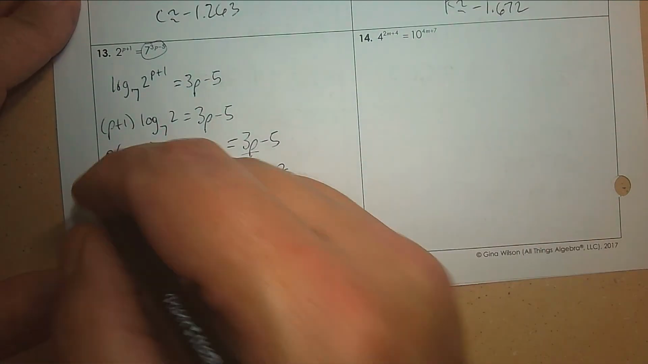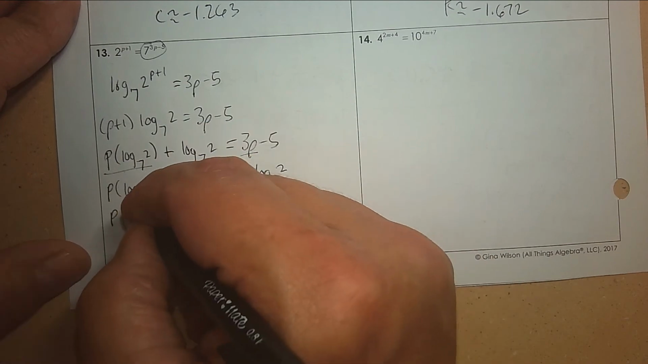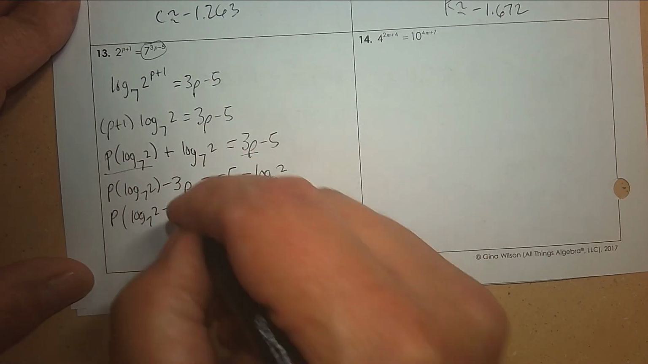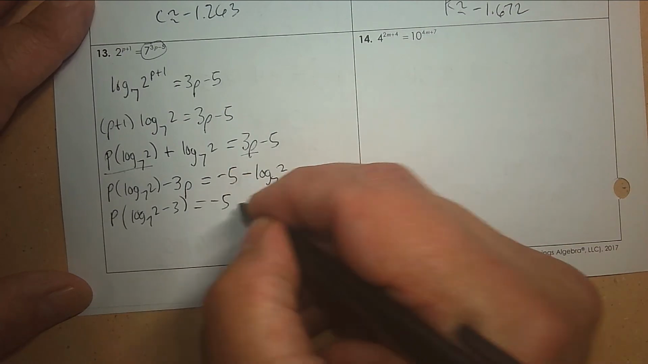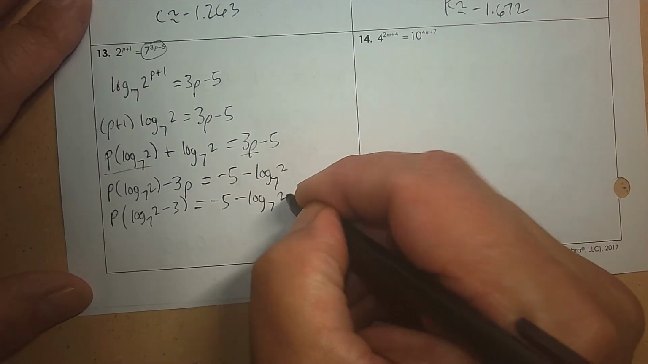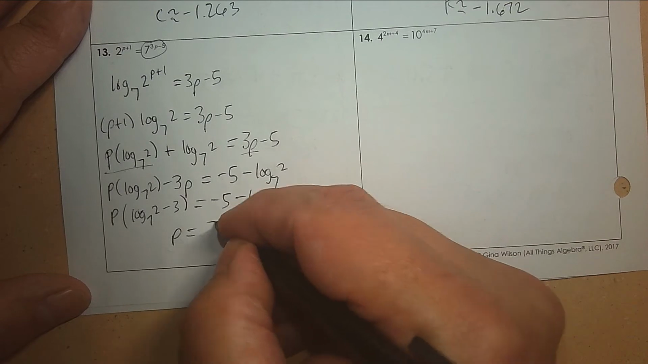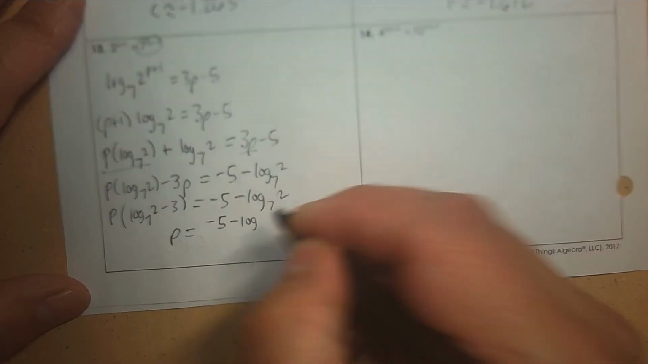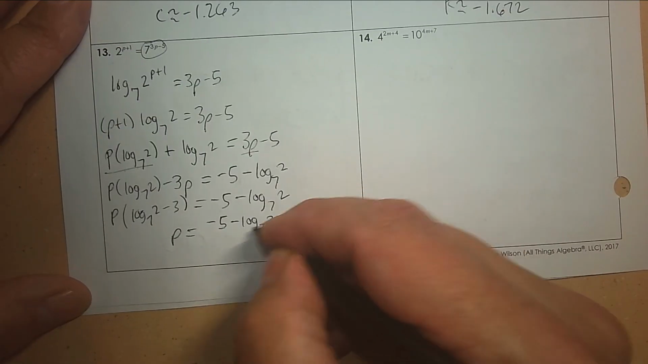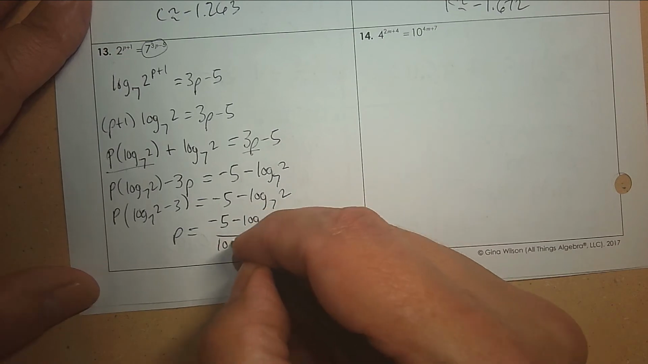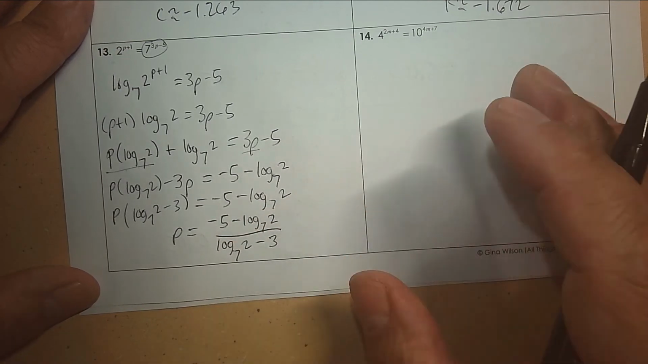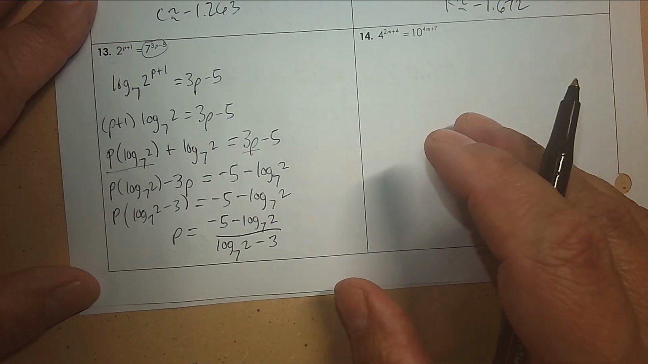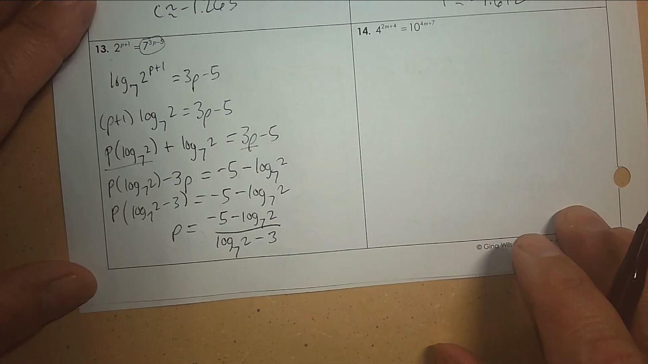We're going to factor out a p. Make sure I don't do something silly with the signs. And then the last step is to divide and type it into our calculator properly. So it's negative 5 subtract log 2 base 7, and then it's log 2 base 7 subtract 3. And now you're ready to use your calculator.